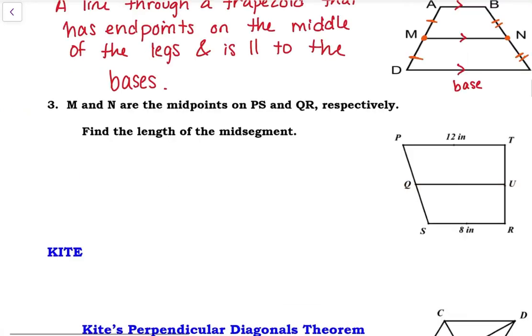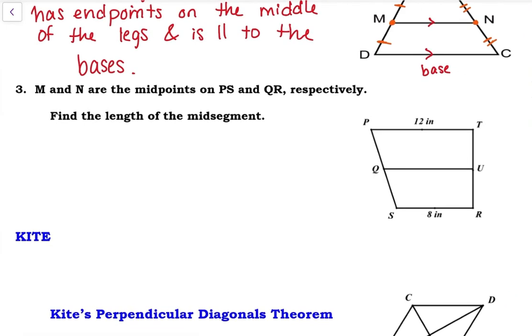So let's try number 3. We need to find the length of the midsegment. So we know that it is a midsegment, so we know that it's parallel to these bases. So I always like to mark those. So the formula for finding the length of the midsegment is going to be MN is equal to 1/2 (AD plus BC). And this is in regards to this picture up here. Basically, all that means is this is our midsegment.